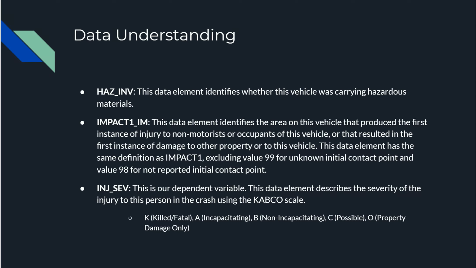Injury severity. This is our dependent variable. This is what all other 27 independent variables will be used to help predict. Basically, this one is the severity of the injury to the person in the crash using the KABCO scale, which is K killed, fatal, A incapacitating, B non-incapacitating, C possible, O property damage only.